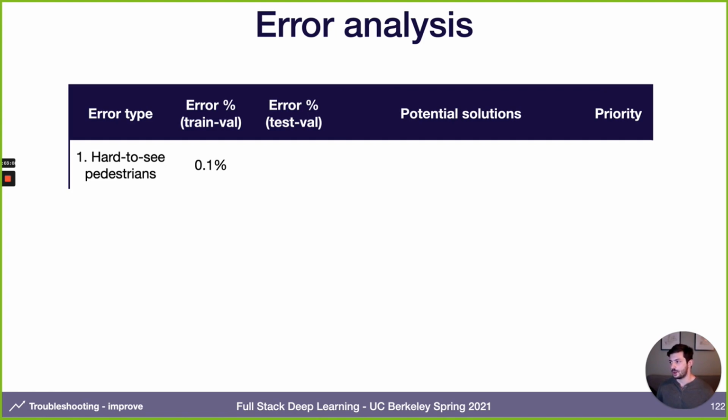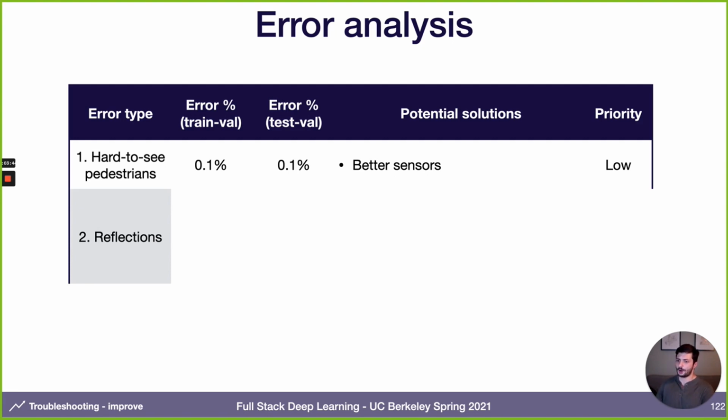So in our case, hard to see pedestrians, let's say that that's pretty rare both in our training validation set and our test validation set. And so it's not a huge contributor to our loss or to our error. And the potential solution here would really be how do we deal with these hard to see pedestrians? Really the main way I can think of is maybe we would have to get better sensors. So this is not a huge contributor to error, and it would also be really hard to fix. So if I did this error analysis process, I would probably make this relatively low priority, at least to start out with.